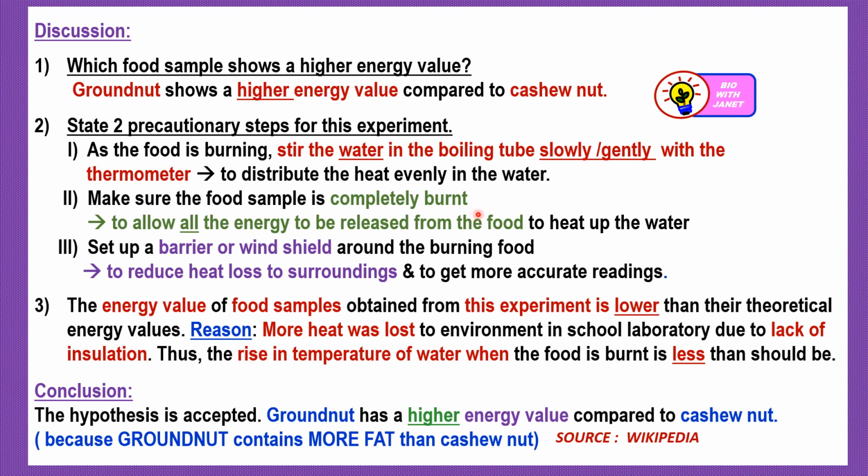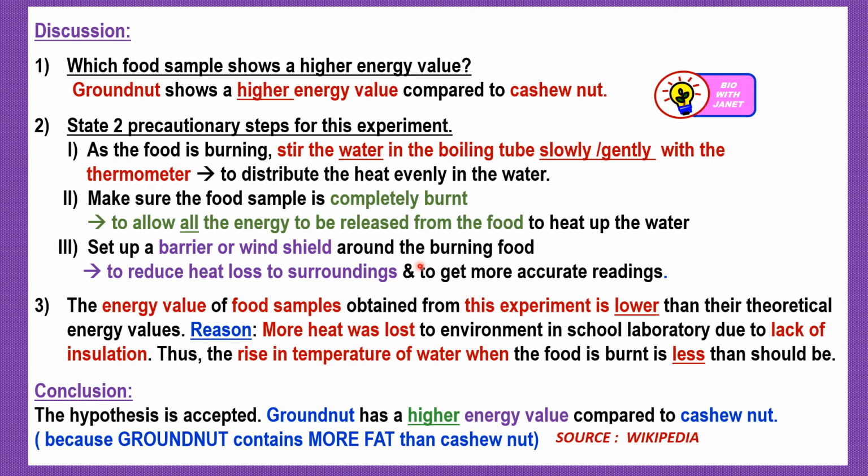Make sure the food sample is completely burnt to allow all the energy to be released from the food. Okay, so if the fire on the food sample were to be extinguished because of wind, and there's still some food sample left, we have to continue to burn it first in the Bunsen burner to get the flame, and then after that put it under the boiling tube, okay, to continue to burn the food so that it will cause a rise in temperature.